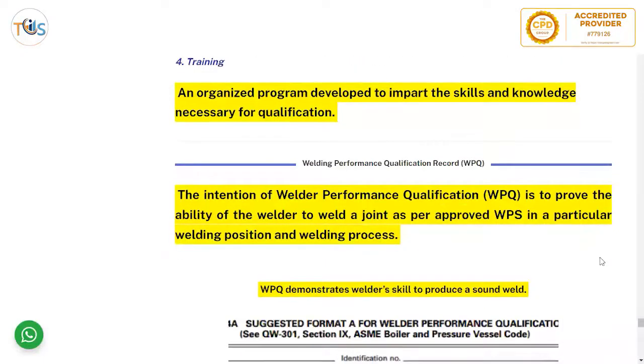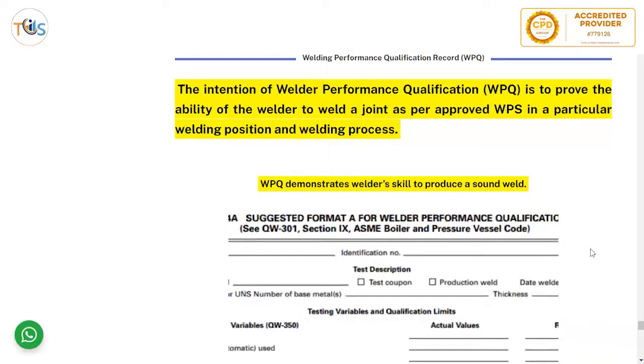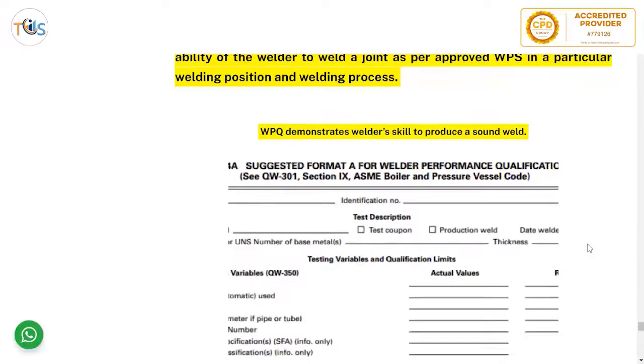Training is an authorized program developed to impart the skills and knowledge necessary for qualification. Welding performance qualification: the intention of welder performance qualification is to prove the ability of the welder to weld a joint as per the approved WPS in a particular welding position and welding process.